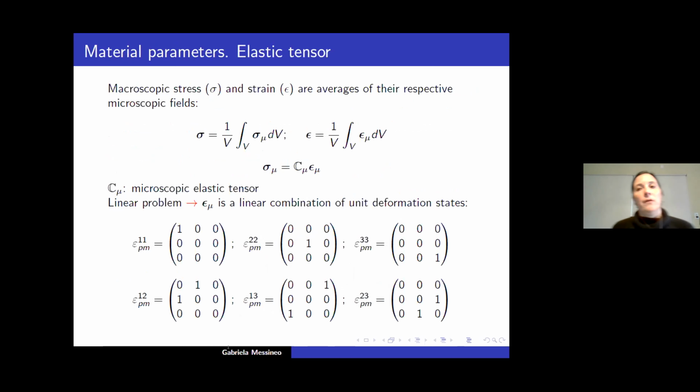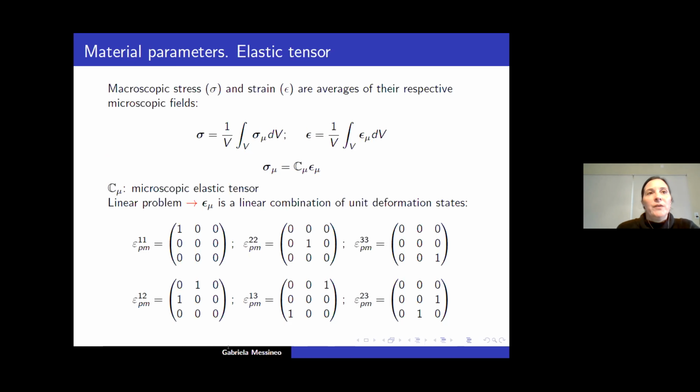Let's focus now on the elastic tensor. The macroscopic stress and strain are the volumetric averages of the respective microscopic fields. And these fields are related to each other through the microscopic elastic tensor. As our problem is linear, the microscopic strain can be considered as a linear combination of unit deformation states shown here. Here we have 3 axial deformations and 3 shear deformations. Here the superindex denotes the unit deformation and the subindex indicates the components of such deformation.